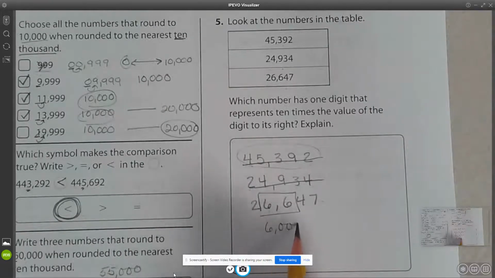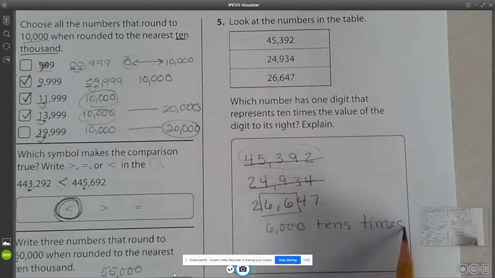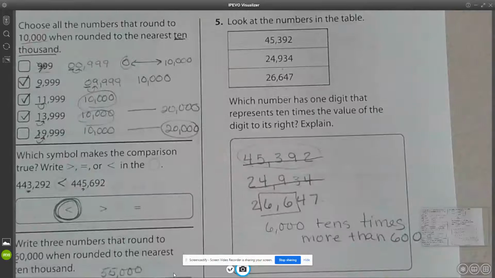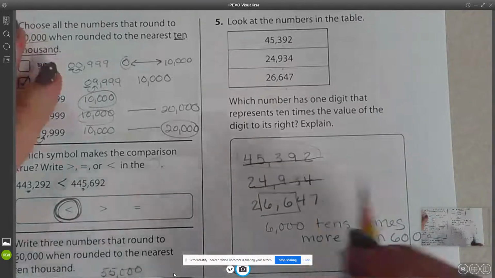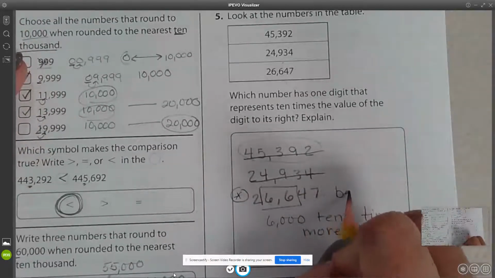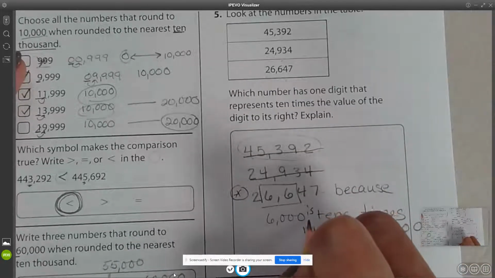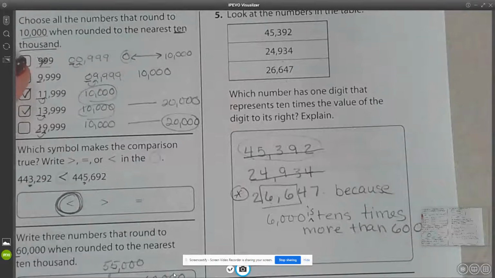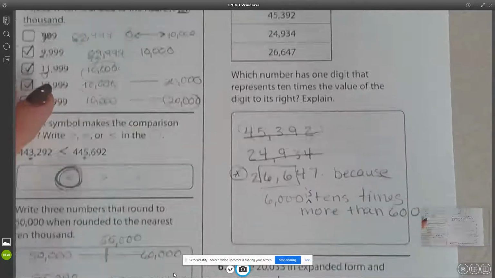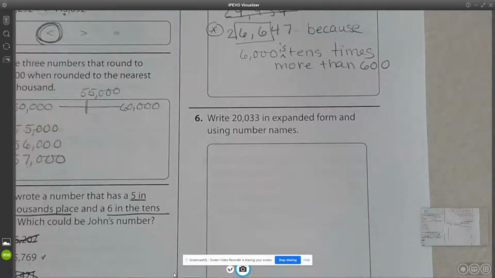6,000 is 10 times more than 600. So that would be your answer. Okay. So this would be your number that you wrote, and you would say because 6,000 is, my bad, 10 times more than 600. Good job. Write 20,033 in expanded form and using number names.